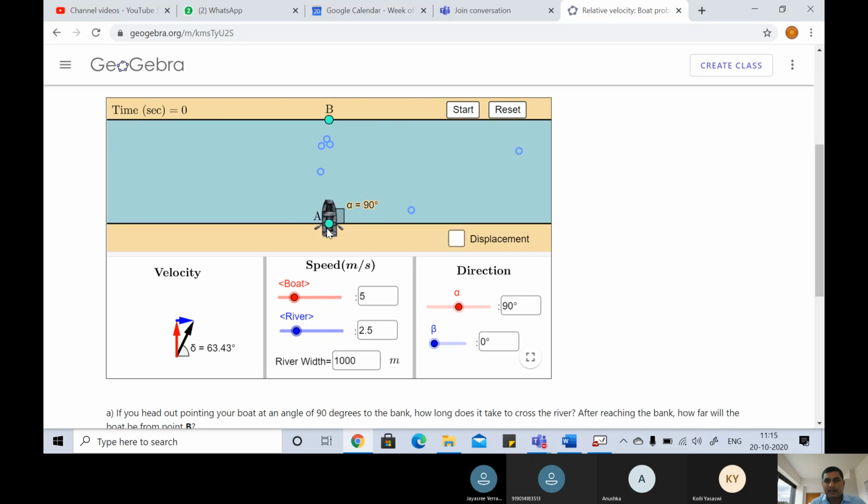Now, if I move in this direction, along this red color arrow, will I reach B? No, sir. But I want to reach B. So what should I do? We have to travel towards the left of B. Correct. We have to travel towards the left of B, like this. Now you see.